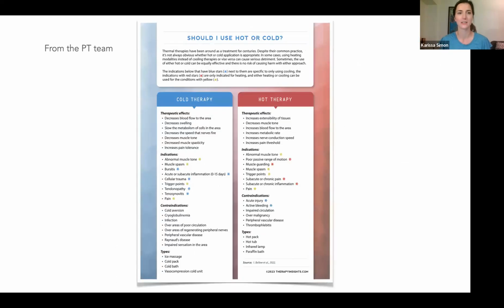And also from PT, we have, should I use hot or cold? So this is talking about the different reasons you would use cold therapy versus hot therapy. And it's just a 1-page handout, very simple and short, which is great.